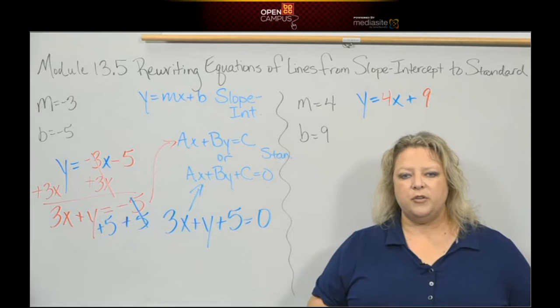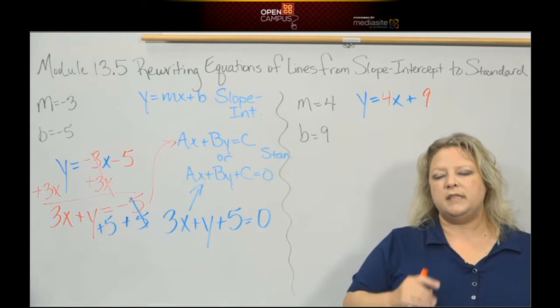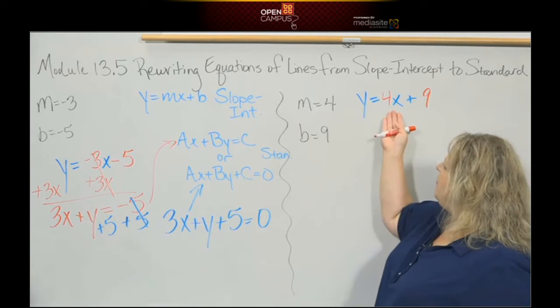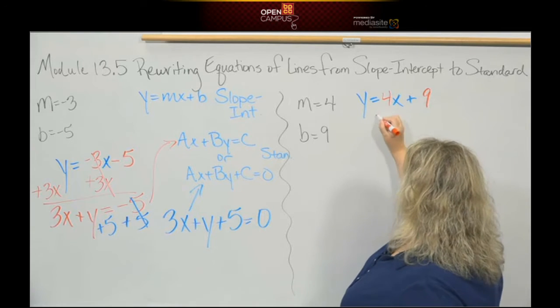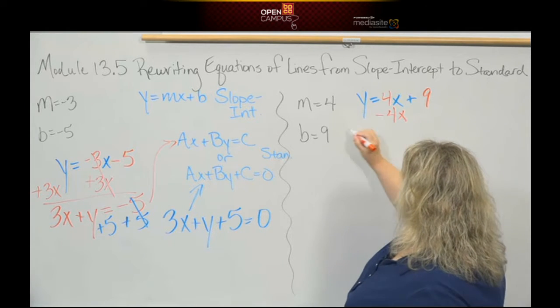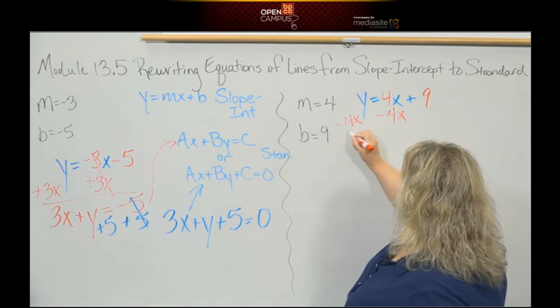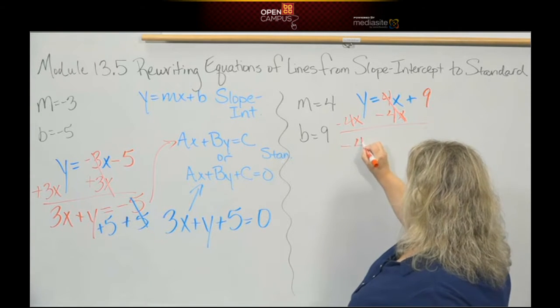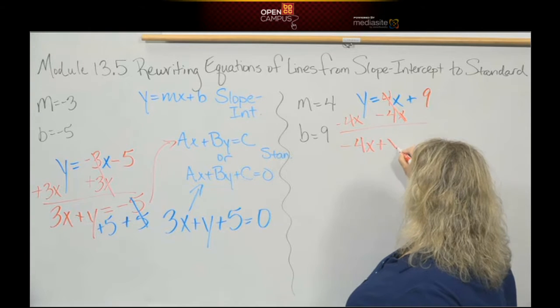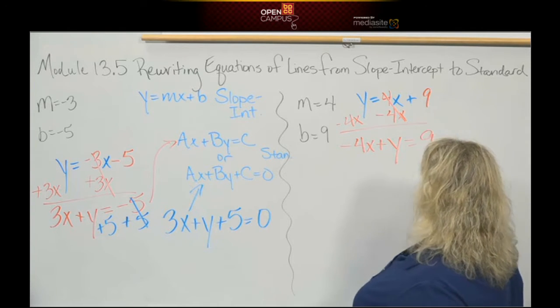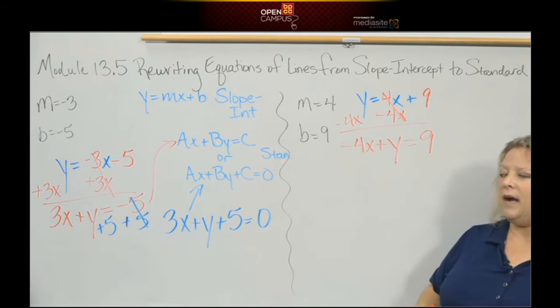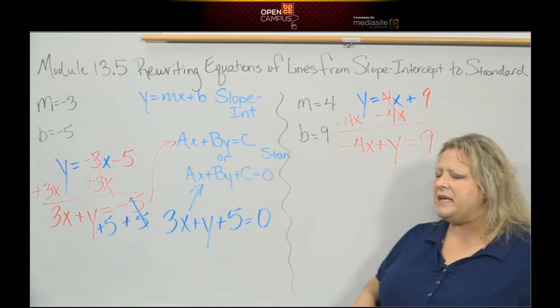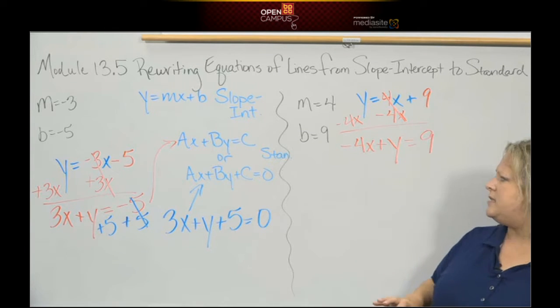What do I have to do? Put the x and the y on the same side. So I'm going to take my 4x, I'm going to move him over there. So subtract 4x. And when I subtract 4x negative to move it over there, I get -4x plus y is equal to 9. Okay?